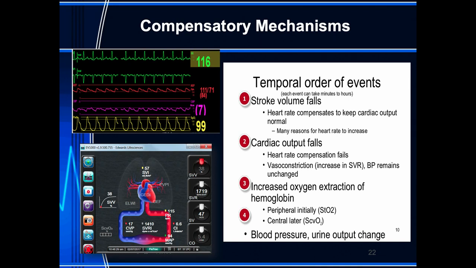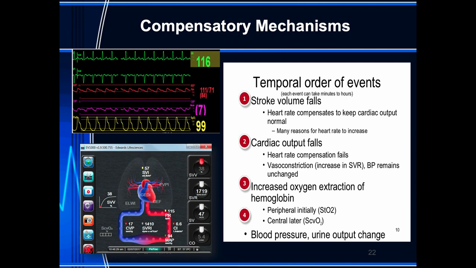So some compensatory mechanisms: when the stroke volume falls, the heart rate will compensate to keep the cardiac output normal. When the cardiac output falls, the heart rate again compensates, but it will fail eventually. Vasoconstriction and increased systemic vascular resistance occur, and the blood pressure will remain the same.